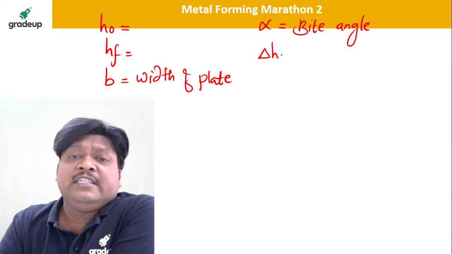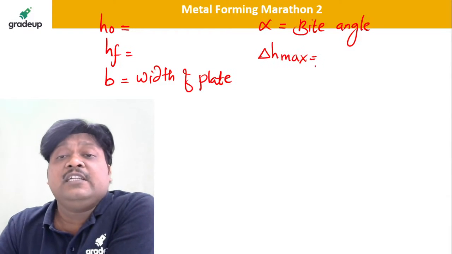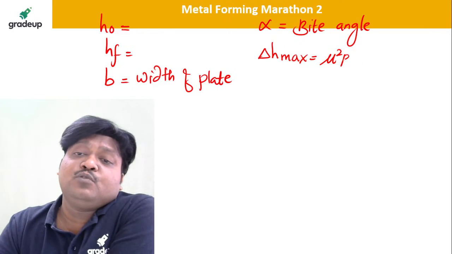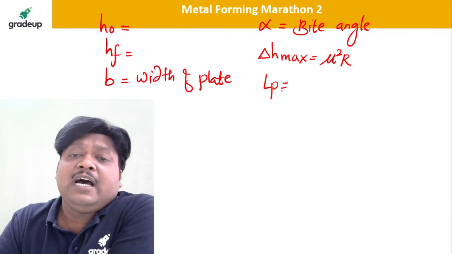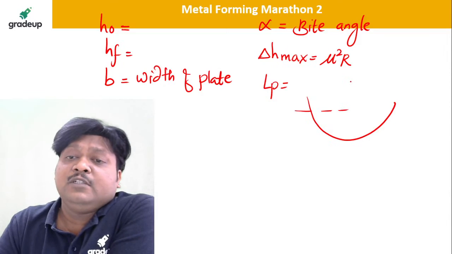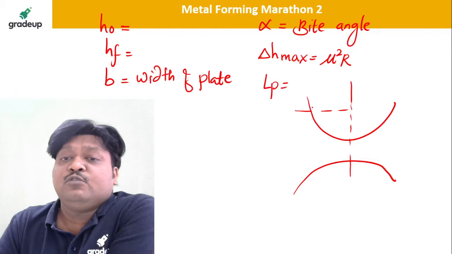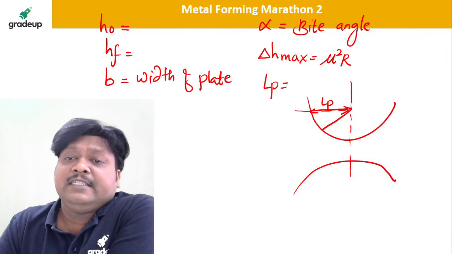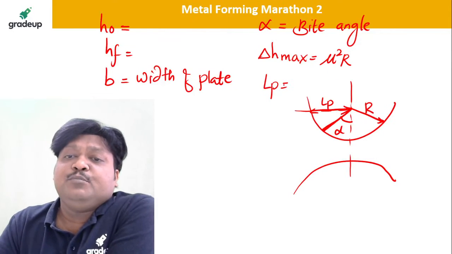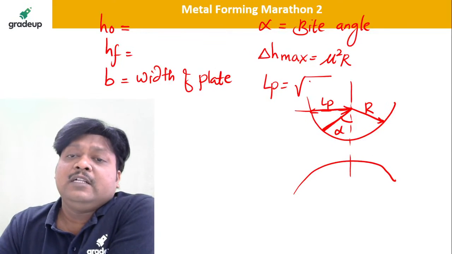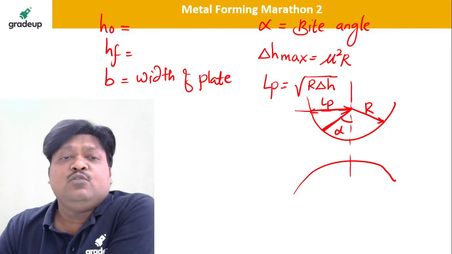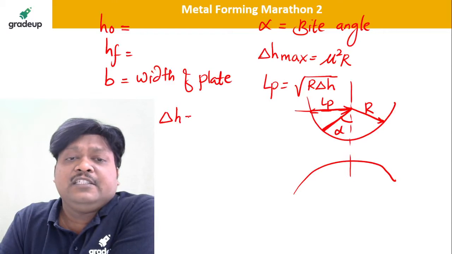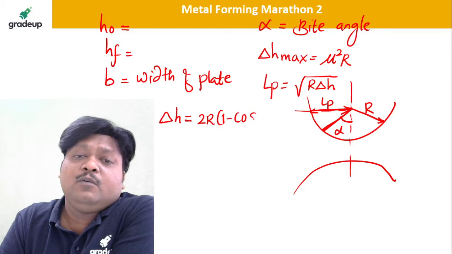Then dear students, we have also seen delta H max. This is the maximum possible reduction or maximum possible draft, which can be written as mu square r. Also we can have LP, which is the length of arc of contact if these are the rollers. So this distance is nothing but our LP, length of arc of contact. This angle you know very well, this is the angle alpha, the bite angle. If r is the radius of the roller, LP is equal to root over r times delta h, isn't it? You know all this formula, but still I am writing. Then how to write the draft? Delta h is equal to 2r into bracket 1 minus cos alpha.